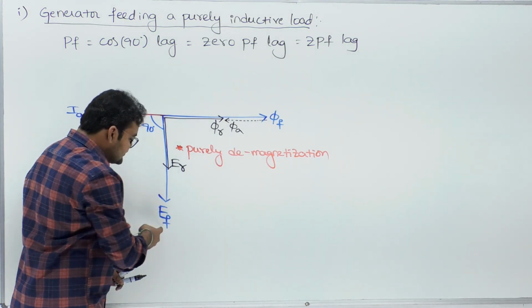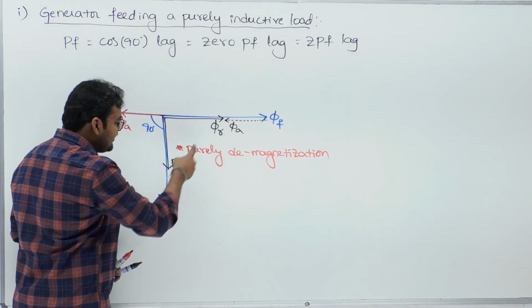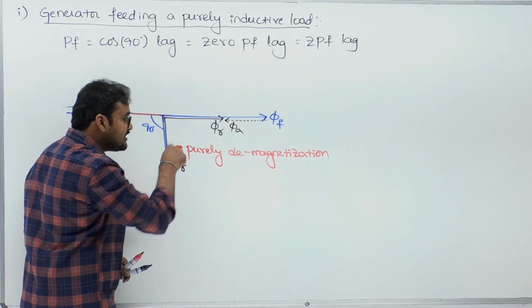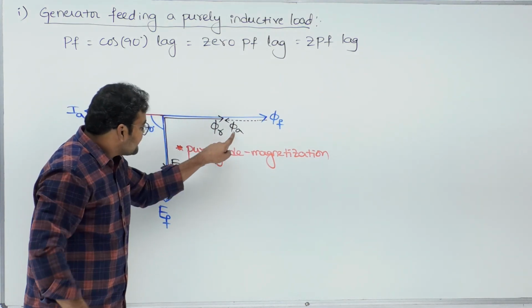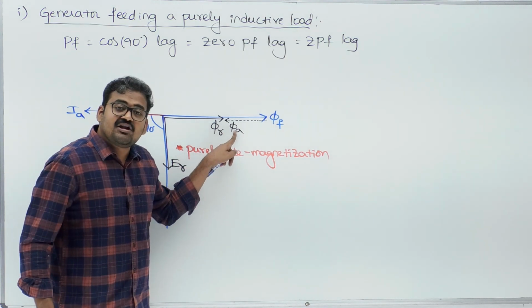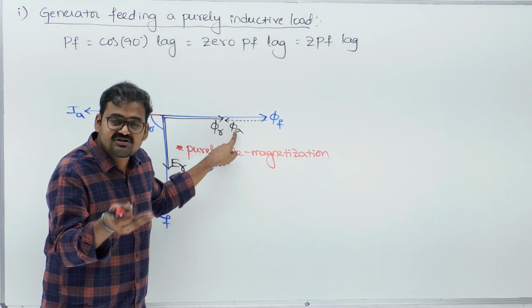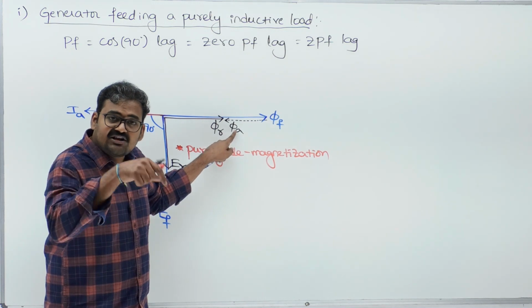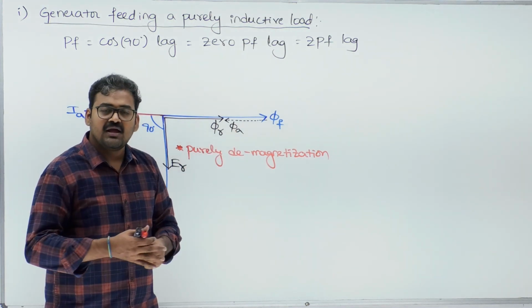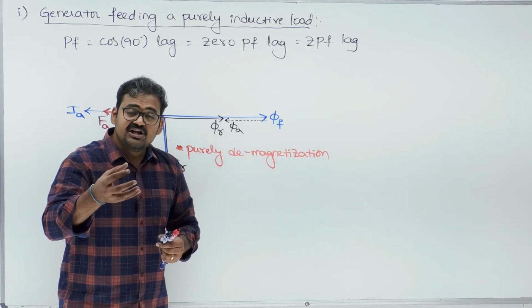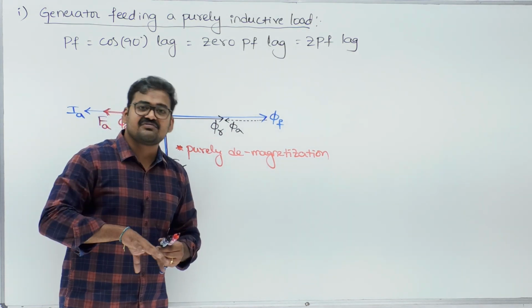Main field flux induces an EMF EF. Resultant flux induces an EMF ER. That means armature flux should induce one EMF. First of all, armature flux is developed by which winding? Armature winding. And that flux is inducing an EMF in which winding? Armature winding only. Armature flux induces an EMF in armature winding only.